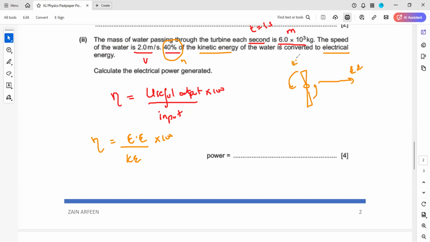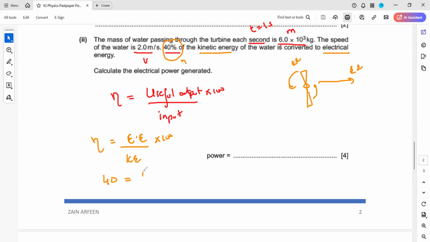So what is the input energy? Input energy is the rotation, kinetic energy, the motion. And what is the output energy? The output energy is the electrical energy. So we just substitute these values. Efficiency is 40, so we can put 40 here. Electrical energy. But we need electrical power.